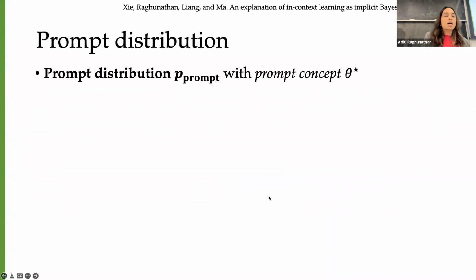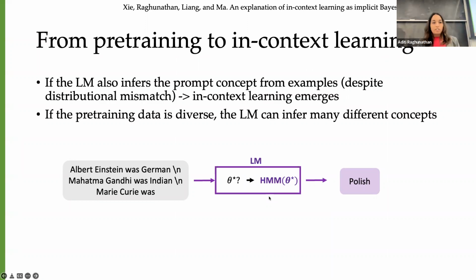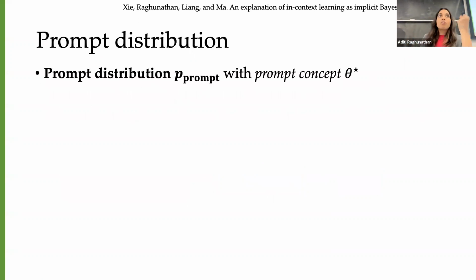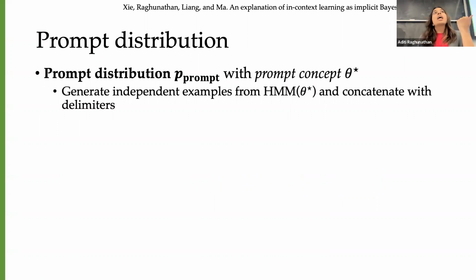So the prompt distribution typically looks like this. Just grounding it in what we're saying here: in pre-training, we said that you figure out some latent concept theta, and then use an HMM corresponding to that theta to generate the text. But there's a slight mismatch at prompting. We again pick a concept theta that can, say, correspond to the task of predicting nationality. And then we generate independent examples and concatenate them with delimiters. So it's not exactly the same as pre-training. Here, once we sample a theta, we don't just keep generating; we generate a bunch of independent samples and concatenate them with delimiters.